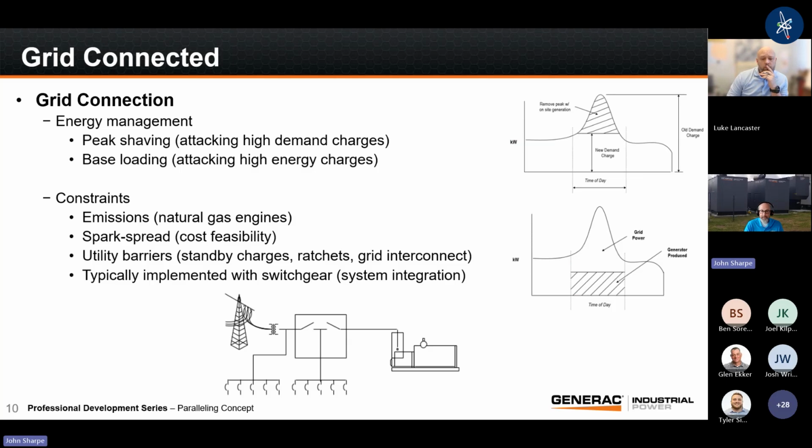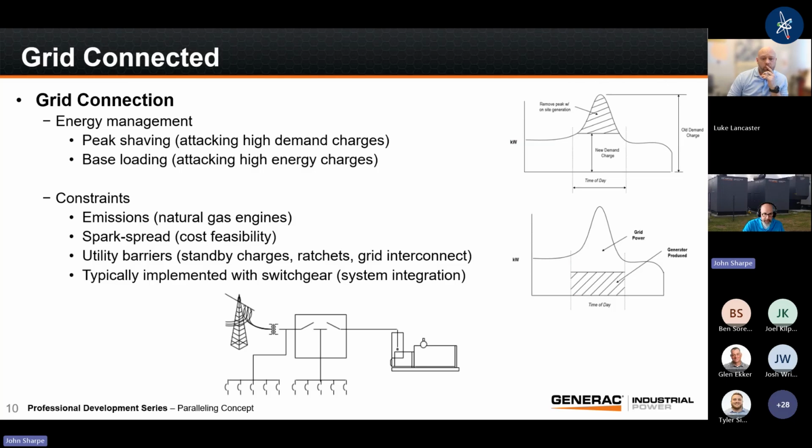You also have to look at the utility. How friendly is a utility about letting you do this type of thing? They're going to have different types of standby charges and things like that that are going to make this, maybe, the payoff don't work as well. So you've got to make sure that the utility and economics are going to work to go down this road.